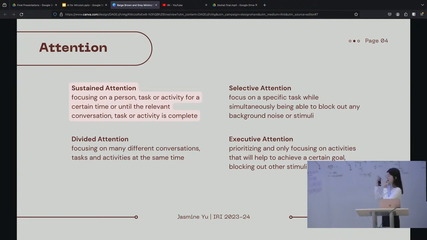And going on, I want to narrow down the focus of concentration, what I mean by it. So from now on, I'll refer to it as sustained attention, which is a type of attention, and it's basically focusing on a person, task, or activity for a certain amount of time or until the relevant task is completed.